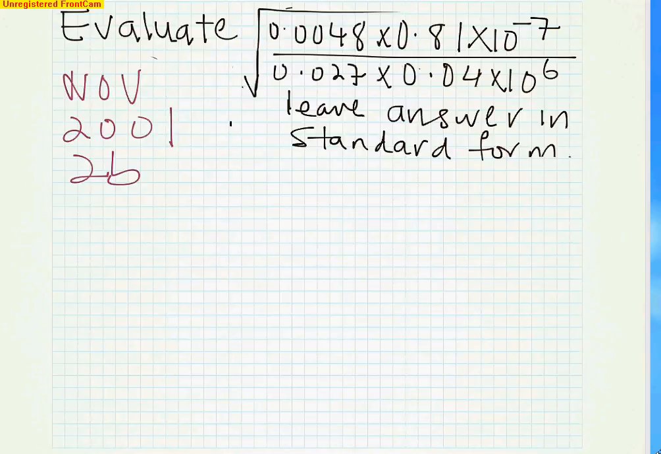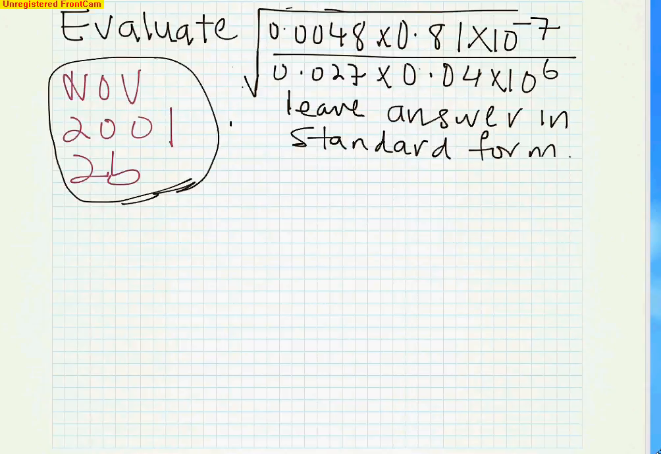Okay, now let's take a look at November 2001 question 2b right here. November 2001 question 2b, and the question here is evaluate what is under the square root sign. This is the square root of 0.0048 times this number right here. So let's go ahead and solve it.